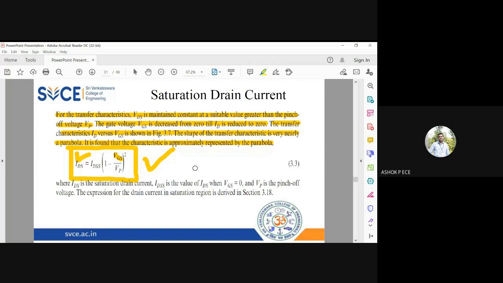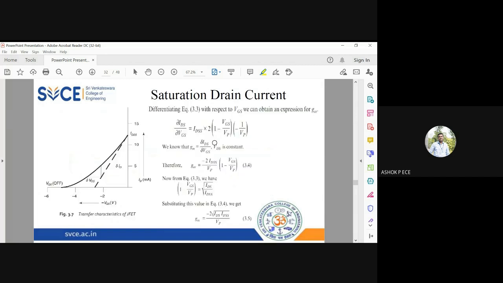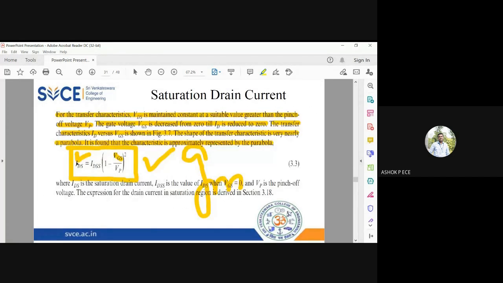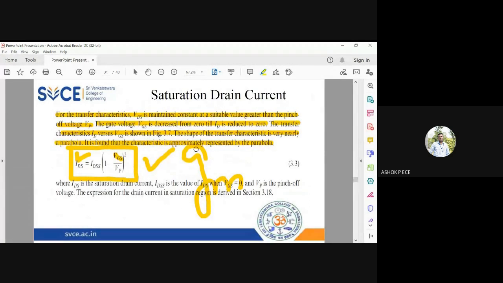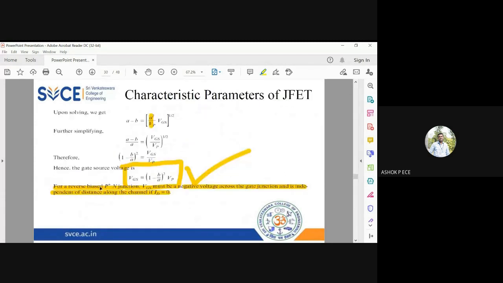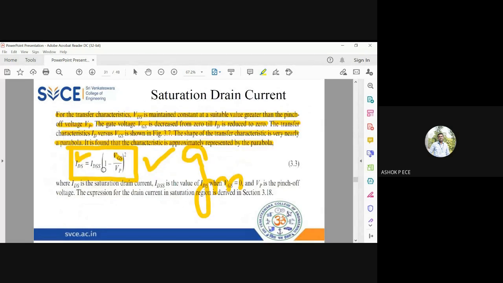Now I am going to find the expression for the transconductance GM of the device. I know the two equations, one in terms of current and voltage, one in terms of two voltages. I'm going to use these two equations to find the value of GM. Take this equation and differentiate it with respect to VGS, so find dIDS by dVGS. IDSS is constant, into (1 minus VGS by VP) the whole square. What is the differentiation of (1 minus VGS by VP) the whole square with respect to VGS? What is the differentiation of the term inside the bracket?